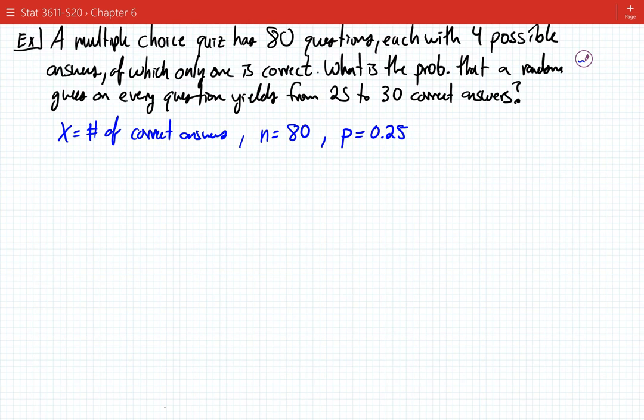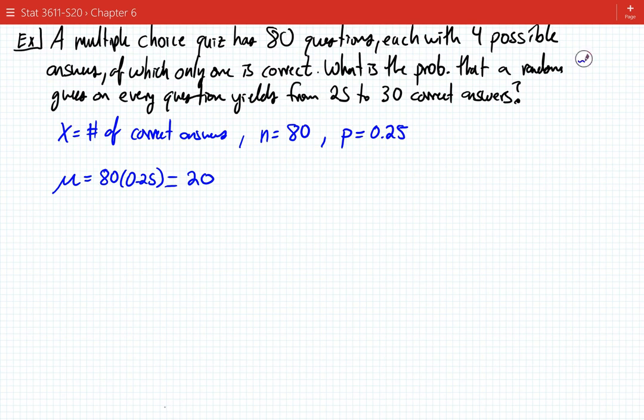All right, so let's take a look here. We're going to use a normal approximation, with mean n times p. 80 times 0.25 is 20. Notice n times q would be larger than that. 80 times 0.75 would be 60. And so both of these values are greater than 5. A normal approximation is a good choice here.